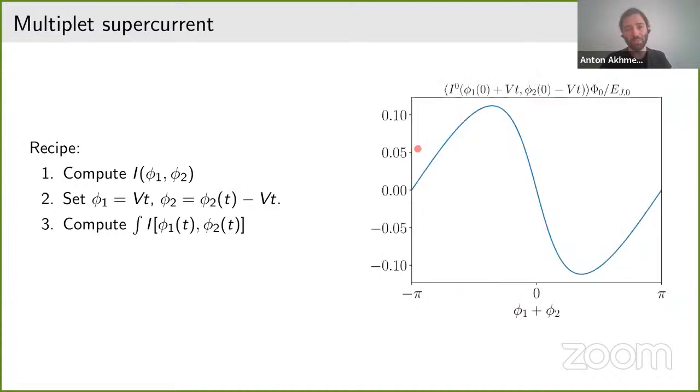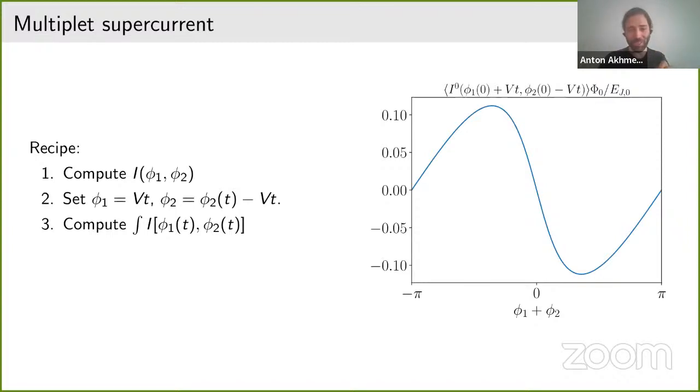So it checks out. If we compute the average current along this curve as a function of the offset, the initial phase difference, we do observe a slightly non-sinusoidal, but still very much non-zero signal. So the simplest possible circuit did, after all, work and did show the quartet supercurrent.